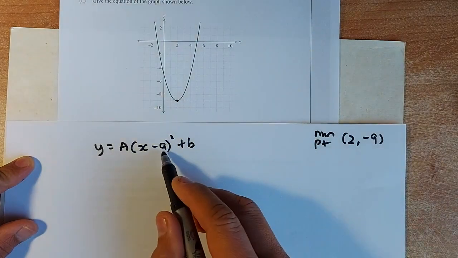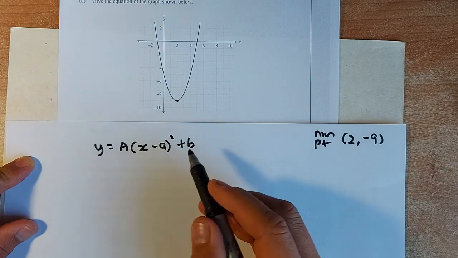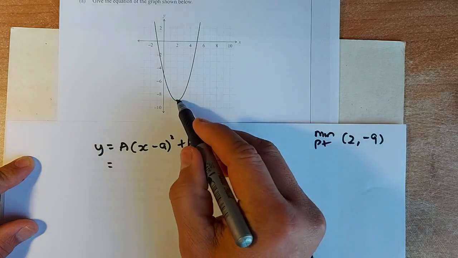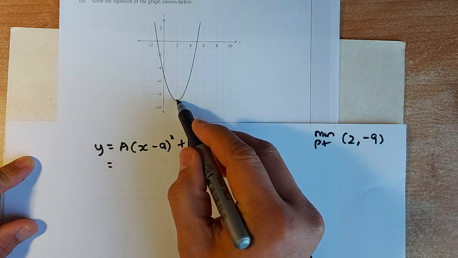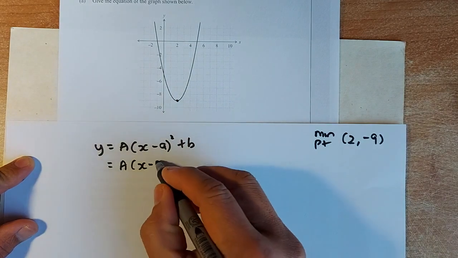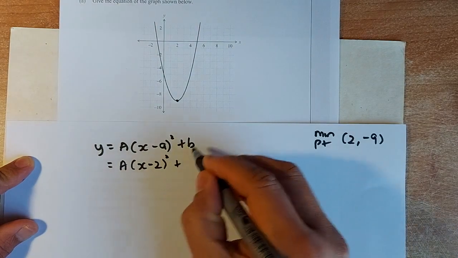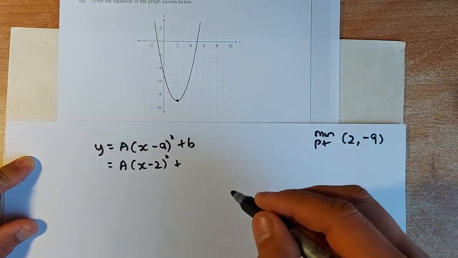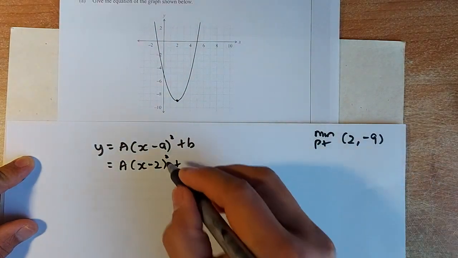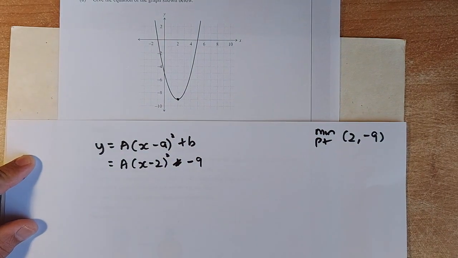The minus a depends on where it moves. If it moves to the right, it's a negative answer. If it moves to the left, it's a positive answer. In this case, it has moved 2 to the right and 9 down. So your a has to be -2 because it has moved 2 to the right, squared, and the b represents up and down. If it is up, it is positive. If down, it is negative. In our case, it's gone down 9, so it's going to be -9. So that is the general equation of the graph.